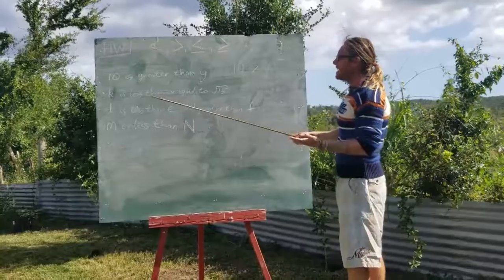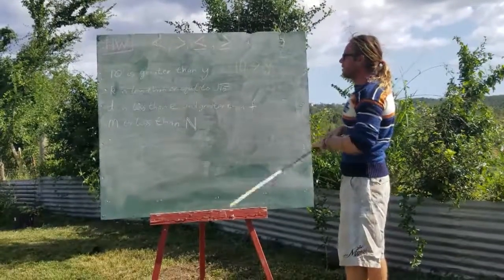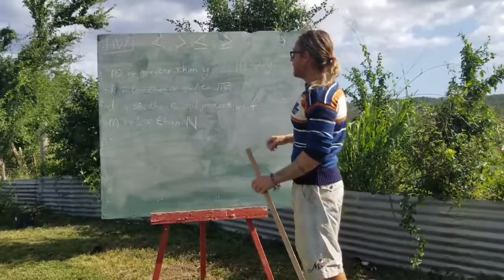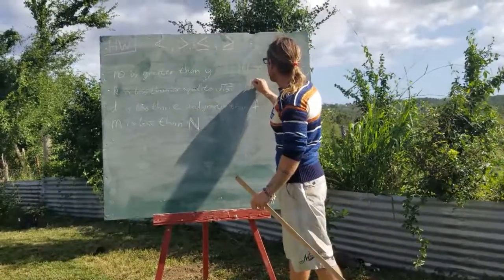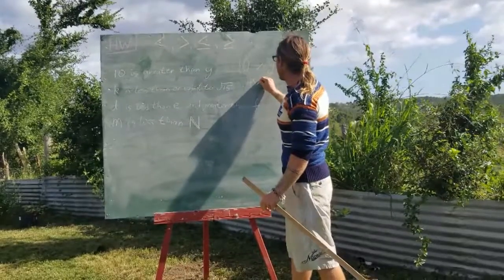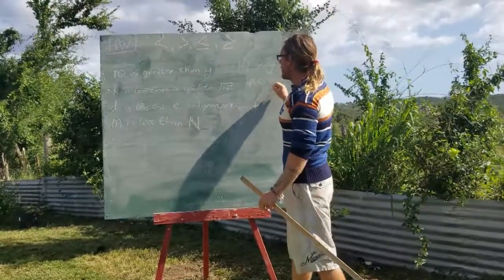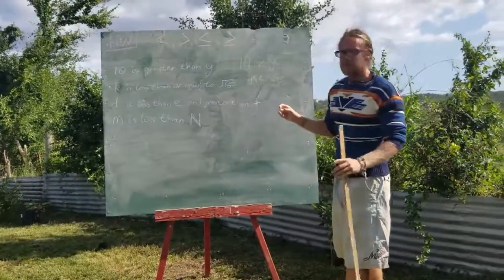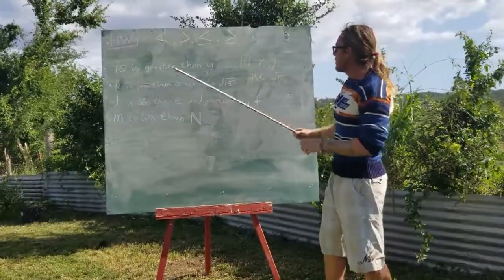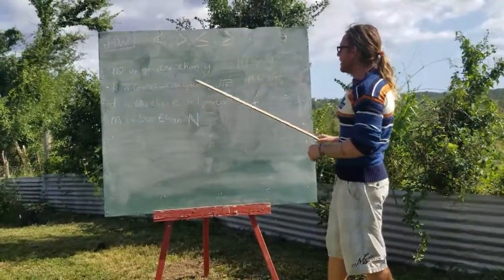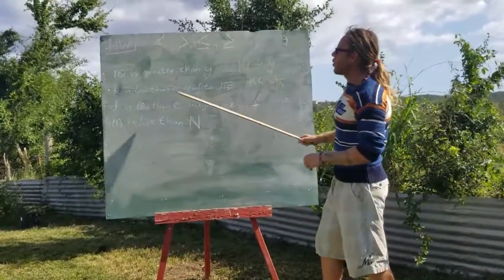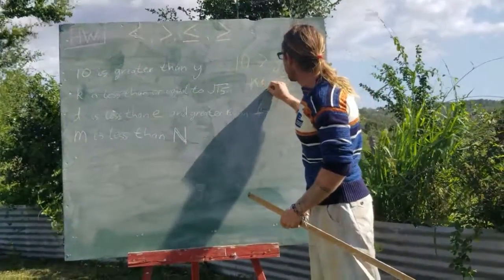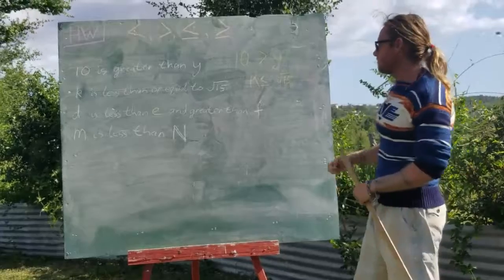How about k is less than or equal to negative, or not, excuse me, not negative, the square root of 15. So k is less than the square root of 15. Oh wait, what's my mistake here? I missed some of this information. We have k is less than the square root of 15, but we forgot the or equal to. So this is not correct. We would have to use the less than or equal to symbol.